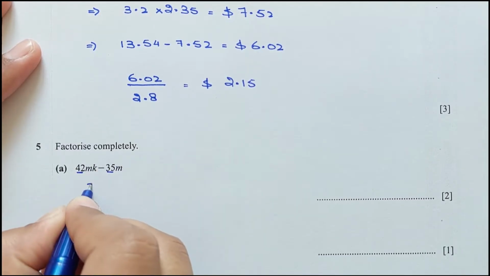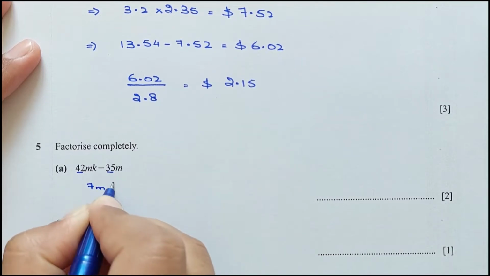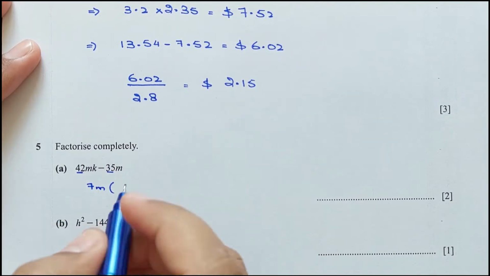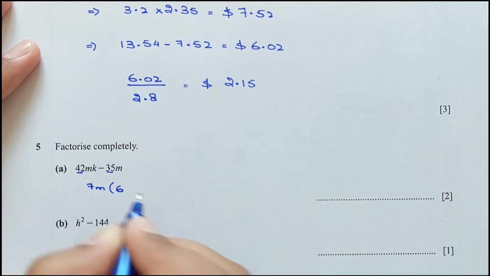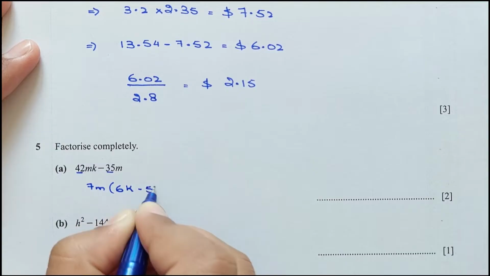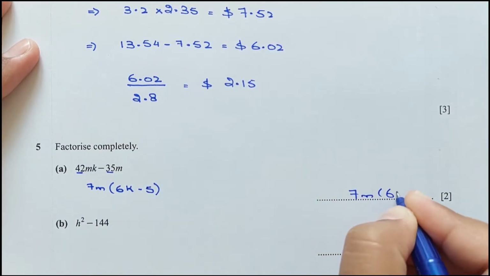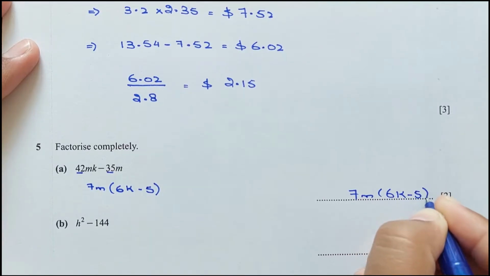We can take 7 common, 7 times, and m and k, m is common, right? So 7 times 6 is 42. M is already common, k is left. And 7 times 5 is 35, and m is already common. So the complete factored form is 7m into 6k minus 5.